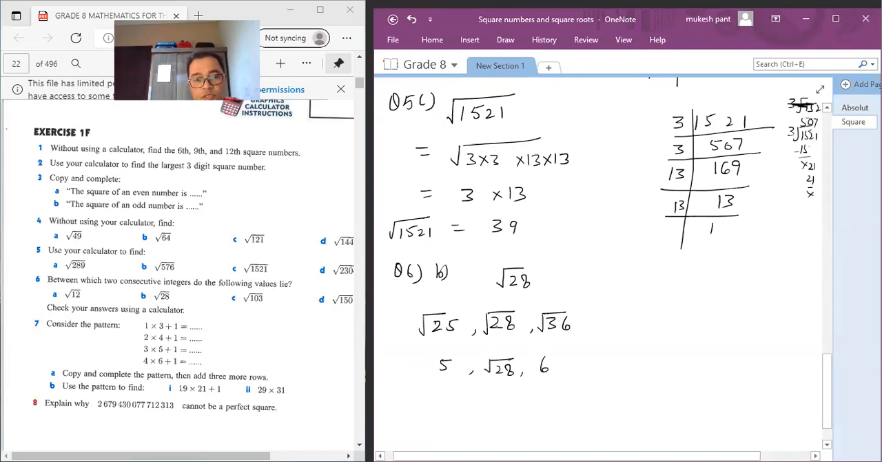So what does it mean? This square root 28 comes after 5 and before 6. Understanding? First of all, we write 28, and we write the perfect square just before 28, that is 25, and the perfect square after 28, here 36. Let's put the sign of square root over them, and square root of 25 is 5 and square root of 36 is 6. So this square root 28 comes right between 5 and 6. You can see 5 and 6 both are integers.